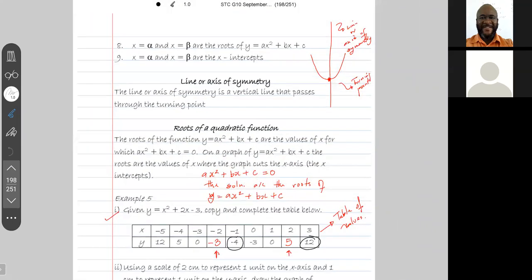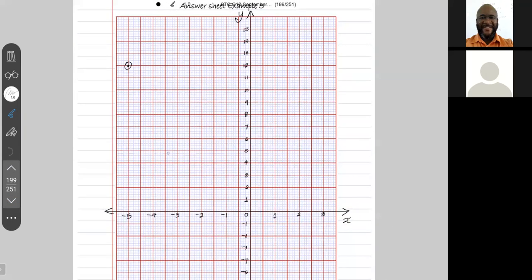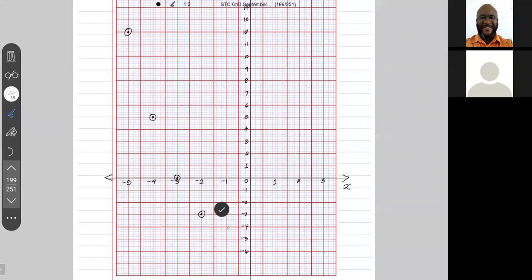The next point, I'm not so sure. Let me go back. All right, -4, 5, -3, 0. -4, 5, which is here. -3, 0, which is here. -2, -3, which is here. -1, -4, which is here. 0, -3, which is here. 1, 0, which is here. 2, 5, which is here. And 3, 12, which is here.